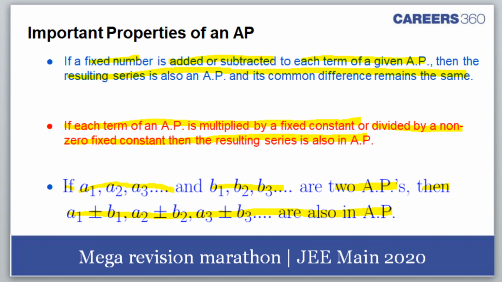Okay. So if each term of an AP is multiplied, first point you are saying: if a fixed number is added or subtracted to each term of a given AP, then the resulting series is also an AP. Okay. I hope you all understand this.